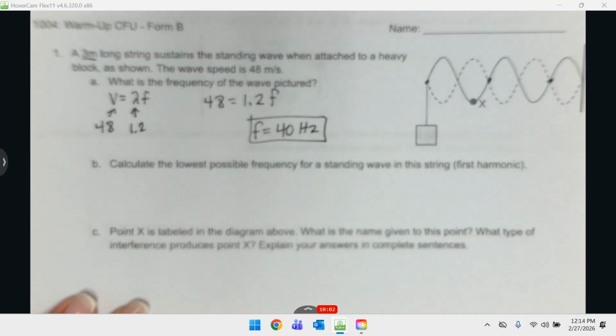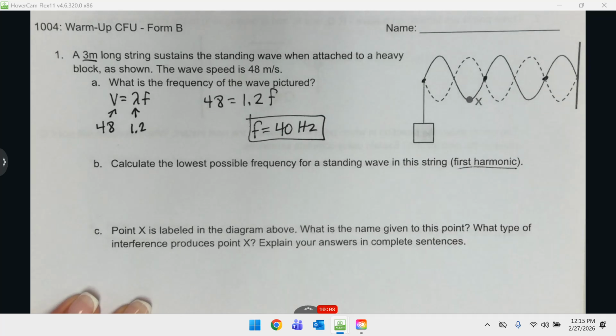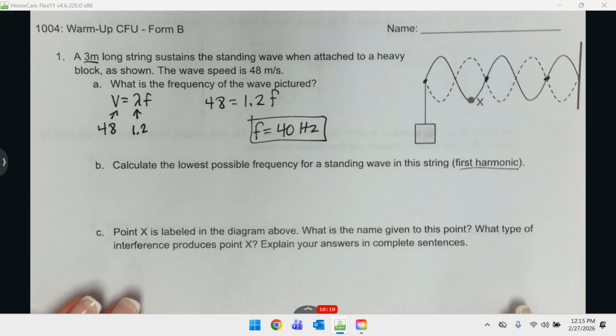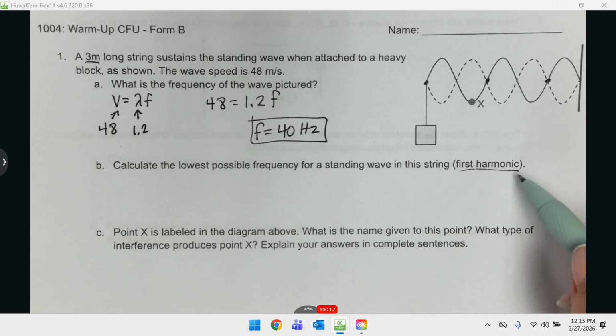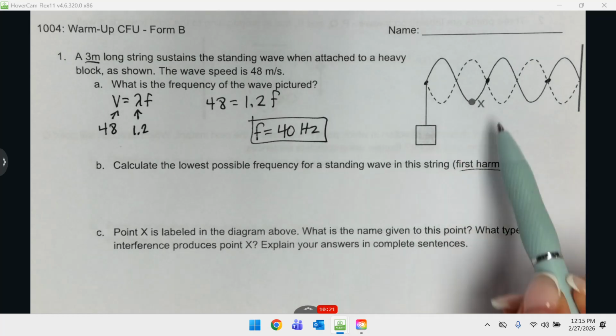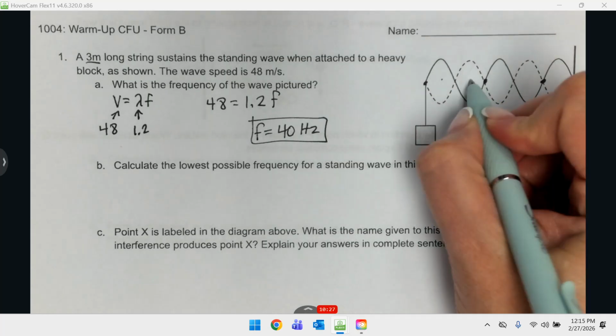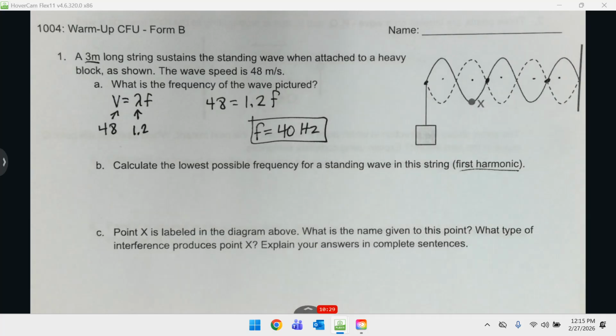Question B says, calculate the lowest possible frequency for a standing wave in this string, and it even gives you a nice hint and says this is the first harmonic. Again, as a reminder, the harmonics are all multiples of that first harmonic, that fundamental frequency. This up here, not the first harmonic. Okay, this wave has a frequency of 40 hertz, but it can be less. We can get the first harmonic.